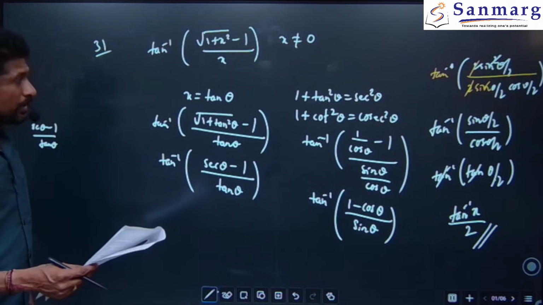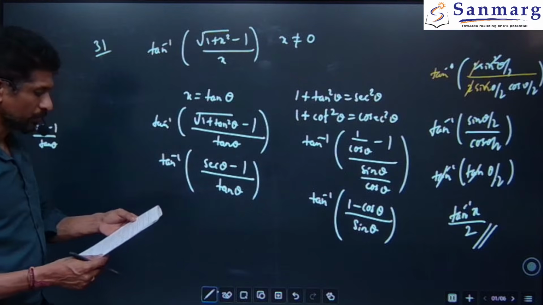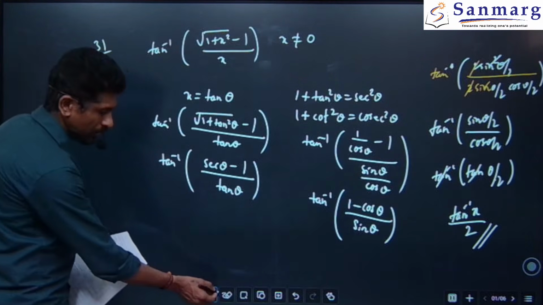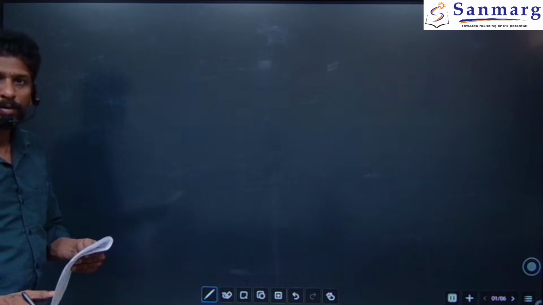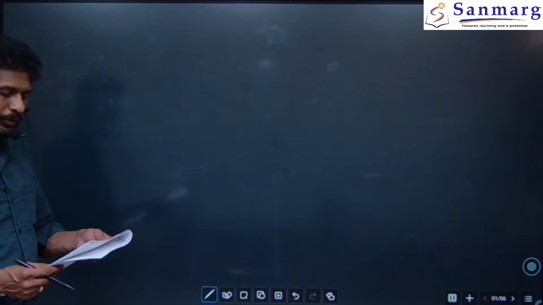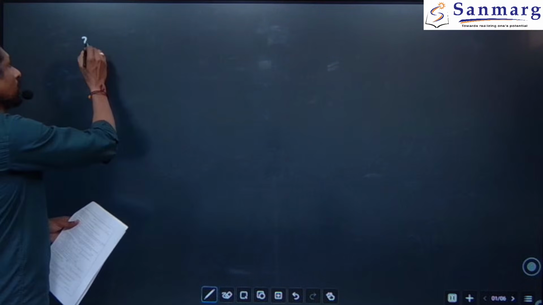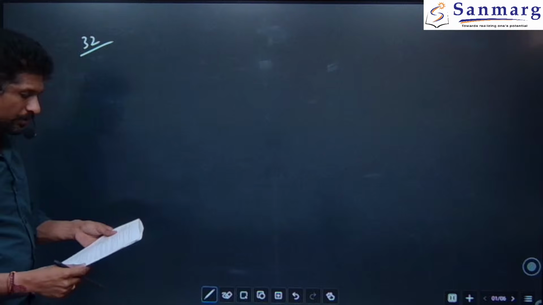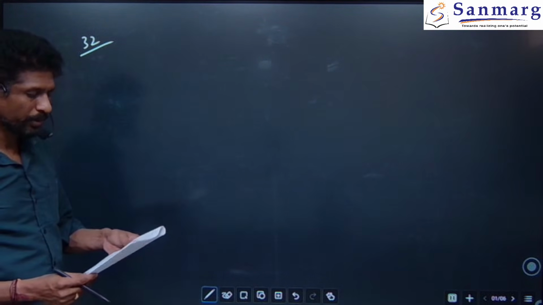So this was in the ITF chapter, the second question. And similarly I will go with the third one. The third one will be in the matrices. As you know, the symmetric and skew symmetric concept, you have to express the matrix as the sum of the symmetric and skew symmetric matrix.